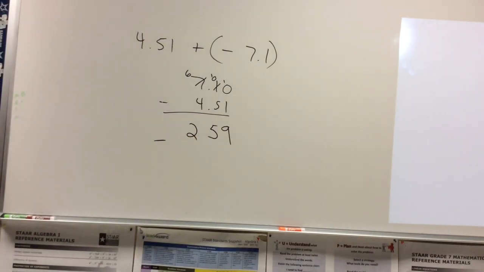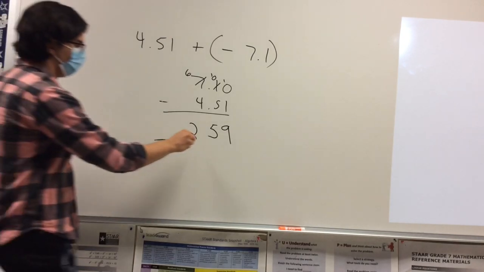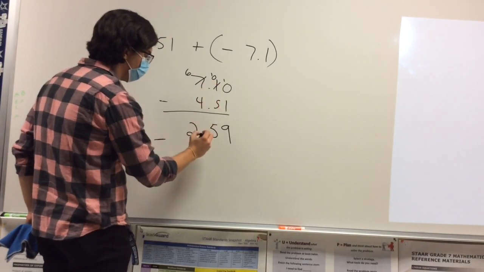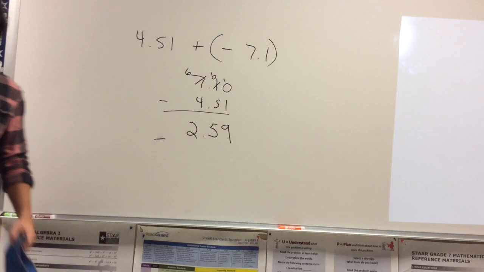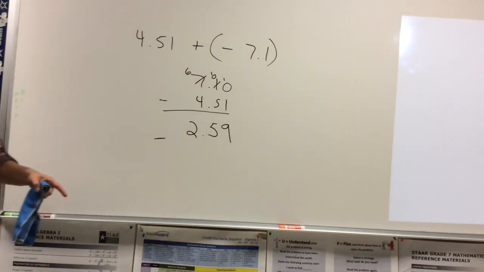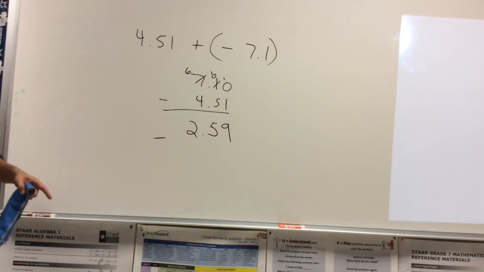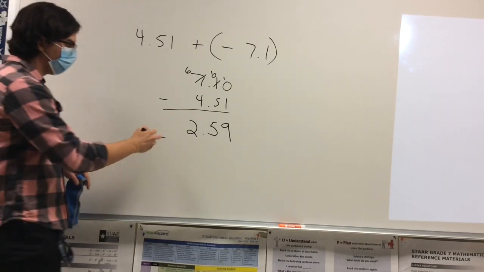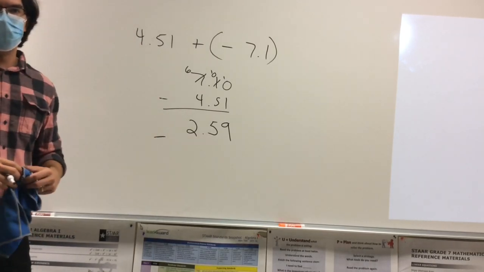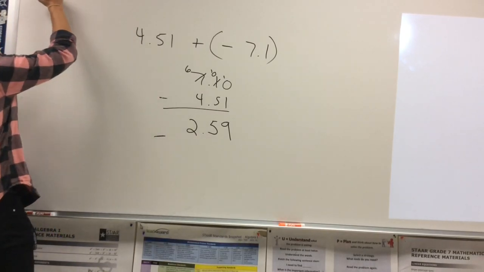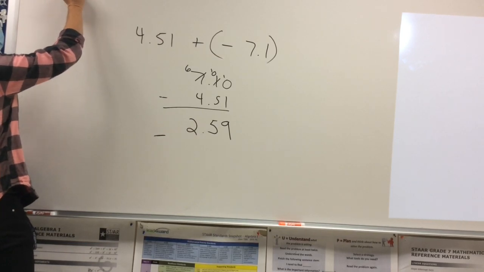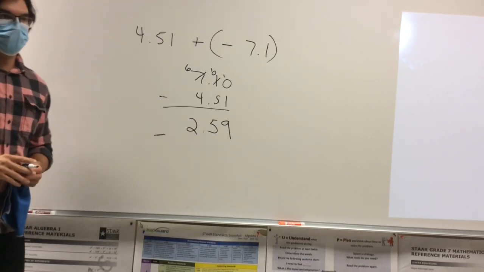Can anybody tell me where the decimal is going to go in this problem? If the decimal has to be in a straight line, there's no reason it changes from the top part to the bottom part. Do you understand? Yes, sir. Okay? So the correct answer to this problem is negative 2.59. I'm going to write that up here so you can go back and check it here in a few minutes. Are we okay there? Questions?